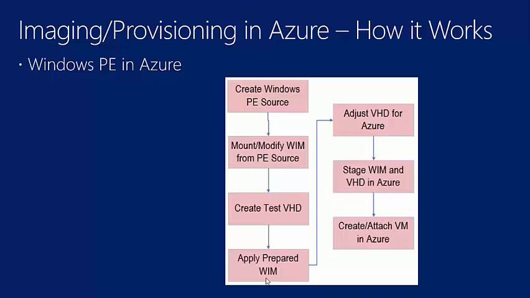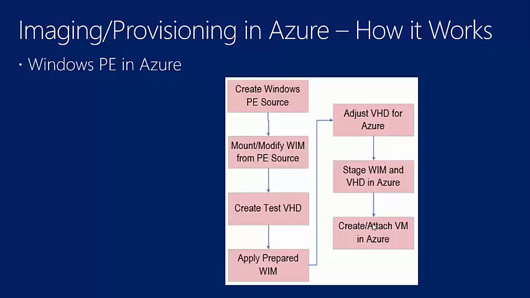Anyway, so once we have all that done, we'll have to stage, again, the WIM that we're going to use for imaging and the VHD with PE loaded up into Azure, and then hook it all up with NICs and IP addresses and so on, attaching it to the virtual machine that we are going to create in Azure so that we can turn on the virtual machine, boot from the VHD we've configured, and the imaging process takes place. Right? So I'll show you all of that.